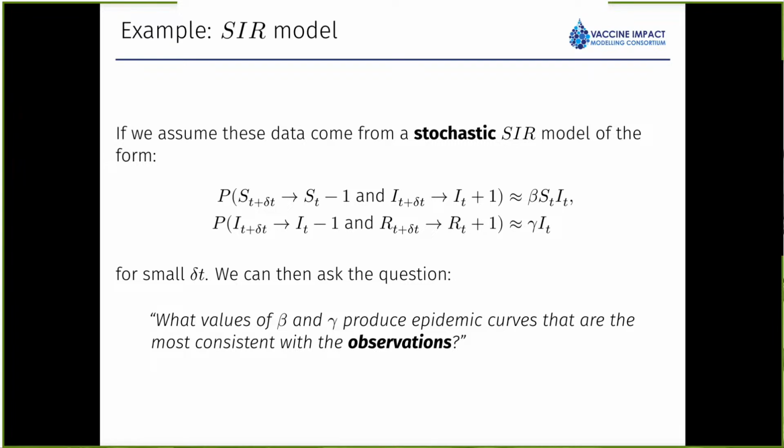So if we see some data, and we assume that it comes from a stochastic SIR model that looks a bit like this, okay, so you've seen this before, it has two parameters, beta and gamma, the transmission rate and the recovery rate. What we can do is ask the question, well, what values of beta and gamma produce epidemic curves that are the most consistent with our observations? Okay, that's effectively what we're trying to do when we do statistics.